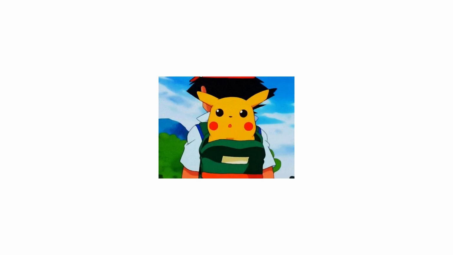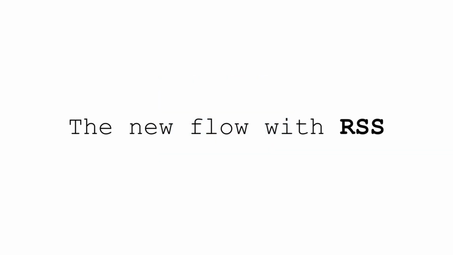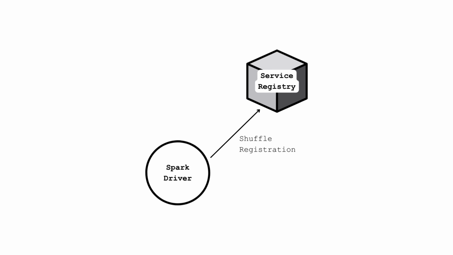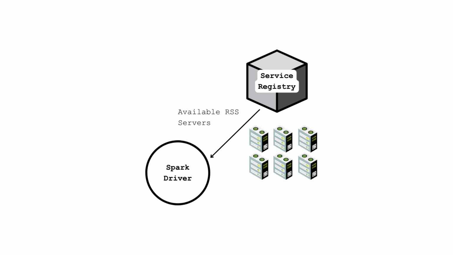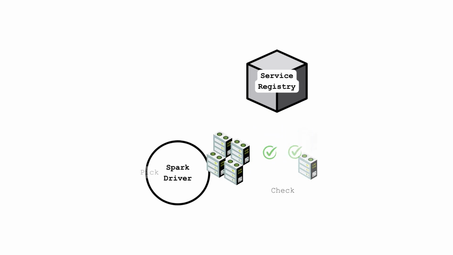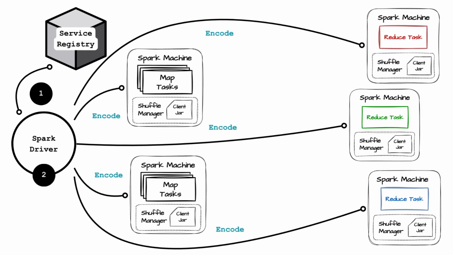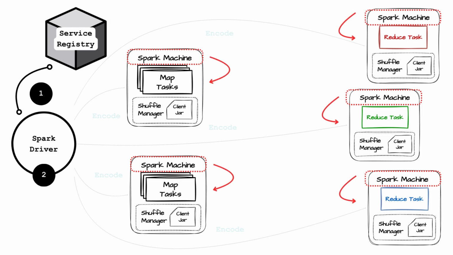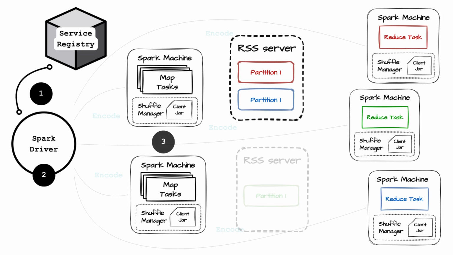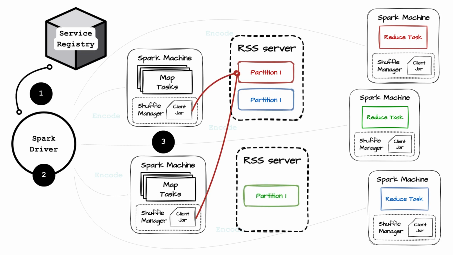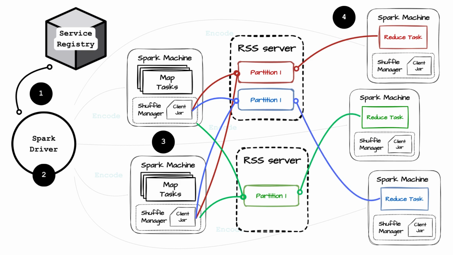Next, we'll explore how the Spark execution process differs from the original flow when using RSS. First, the Spark driver does shuffle registration, connects with the service registry, gets a list of available servers, does some checks, and picks some of them. Second, the driver encodes the RSS server list into the shuffle handle. The Spark machine passes this information on to map and reduce tasks. Next, the map tasks send output shuffle data to the RSS servers, and data from the same partition will be routed to the same server. Finally, reduce tasks only need to fetch shuffle data from a single server with its desired partition.